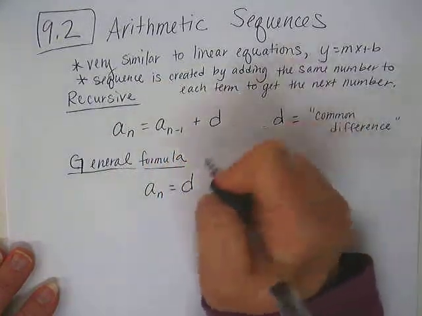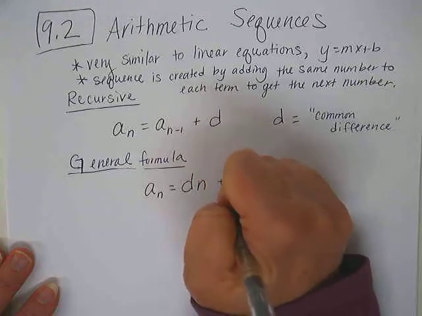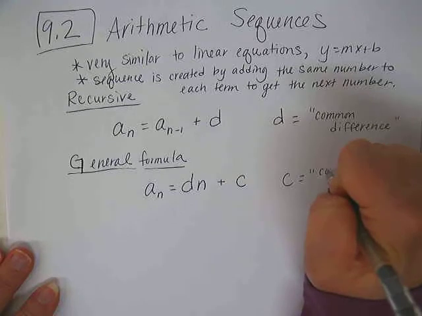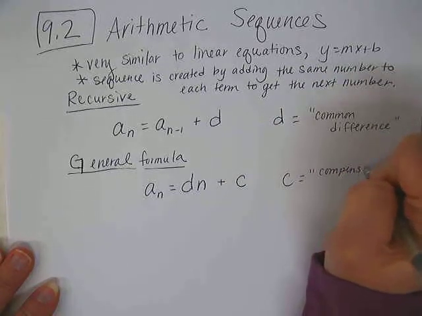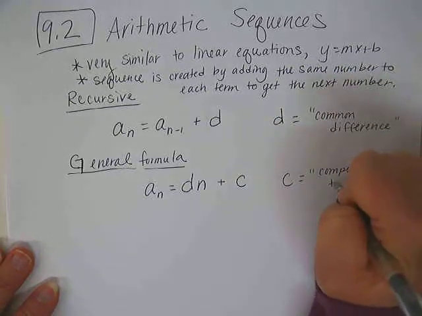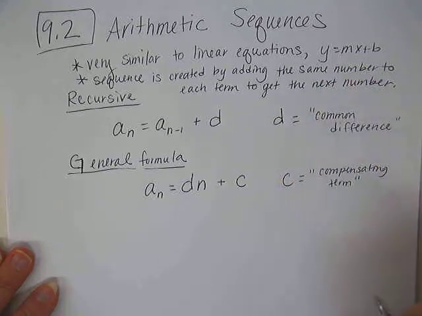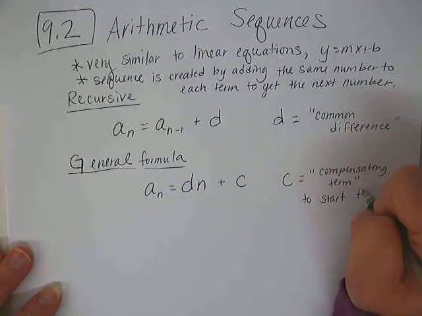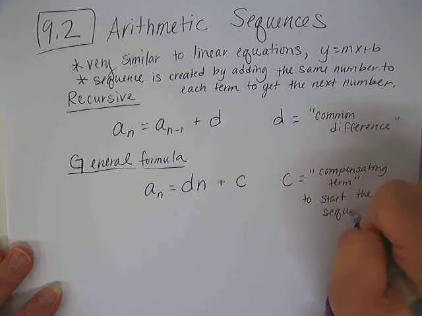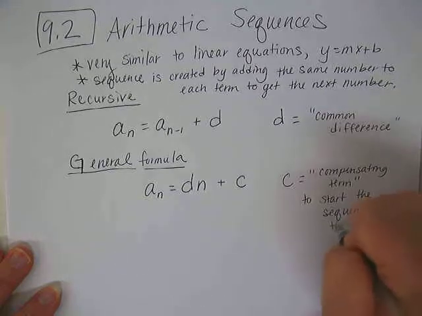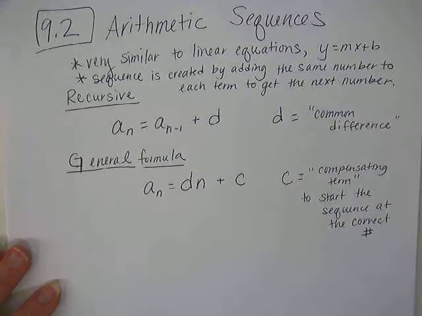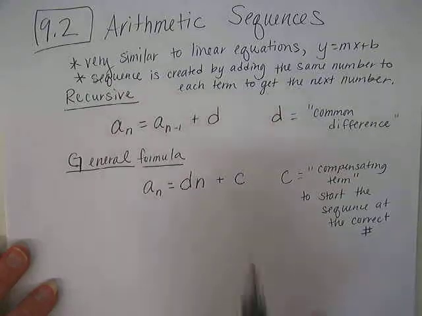The general formula to find a sub n is found by taking the common difference times n plus a number c, and c is referred to as the compensating term. And what the compensating term does is it helps you to start the sequence in the right place, to start the sequence at the correct number.